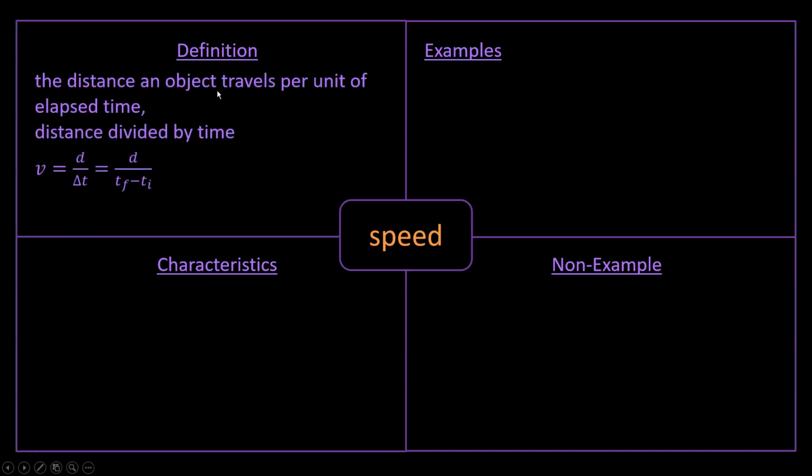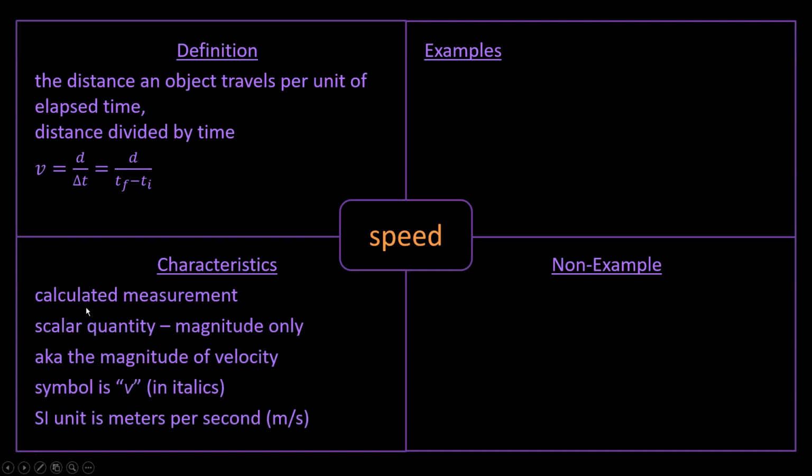It's the distance an object travels per unit of elapsed time. So it's distance divided by time, and that looks like this: the distance, or path length, divided by the elapsed time. Characteristics: it is calculated, cannot be measured directly. Scalar quantity, it's the magnitude of velocity.